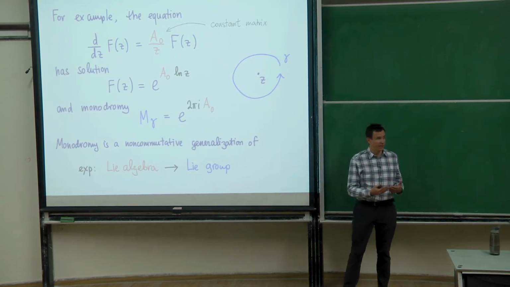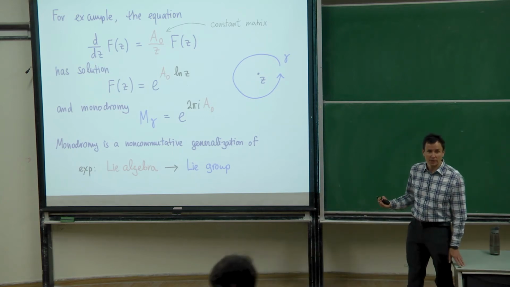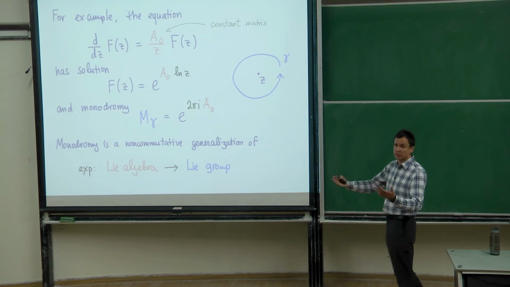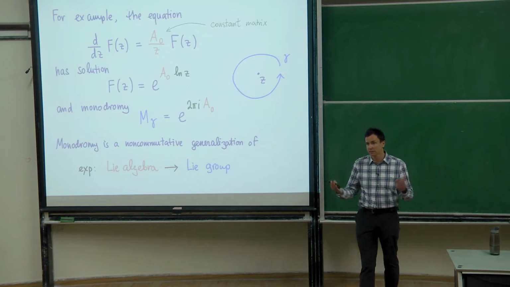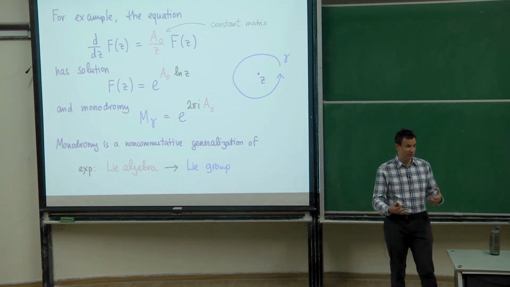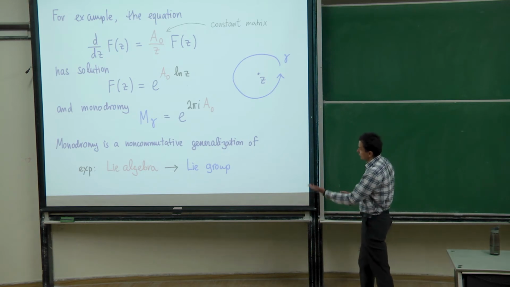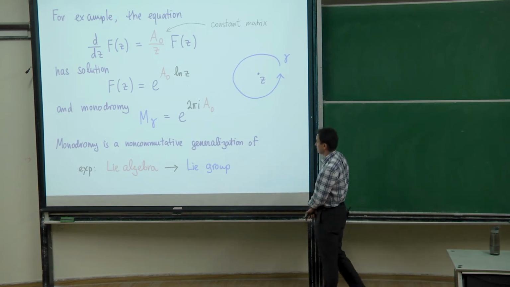And so what we really see is an exponential map from the Lie algebra to the Lie group. In general, you can think of monodromy this way: the data of the original equation is some linear data, something like a Lie algebra, and the monodromy is group data, something like a group. So monodromy is analogous to the exponential map from the Lie algebra to the Lie group.